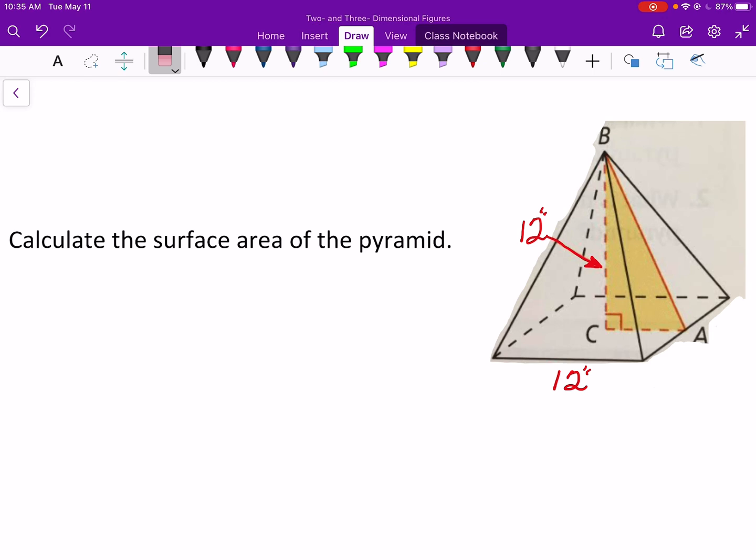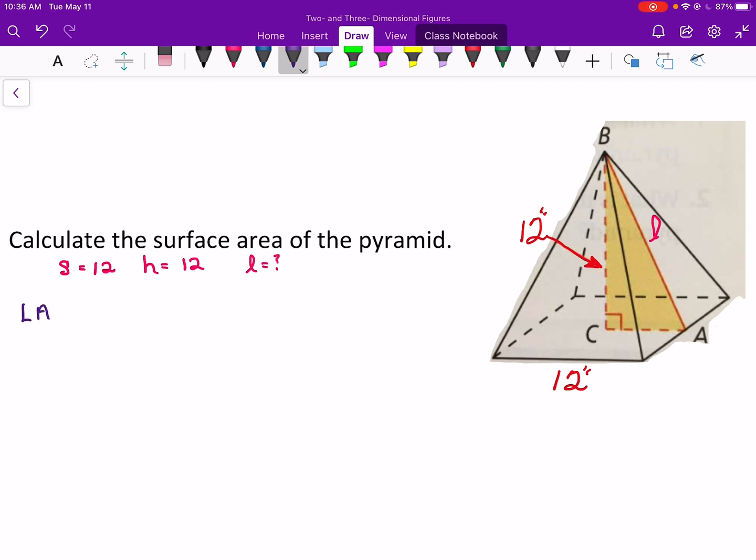All right, so take a look at the picture. On this one, our side is 12, and our altitude, or our height of the pyramid, is 12 inches. Do you notice what we don't have? We don't have the slant height. We don't have our L, and we need that in our formula.